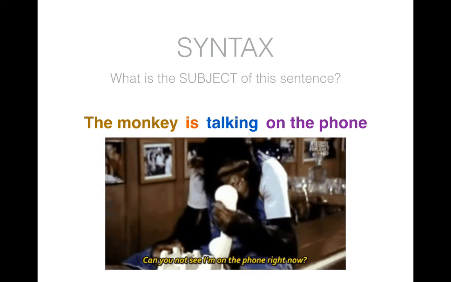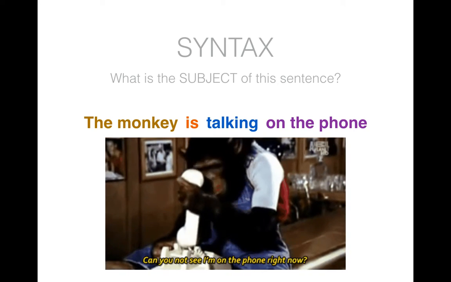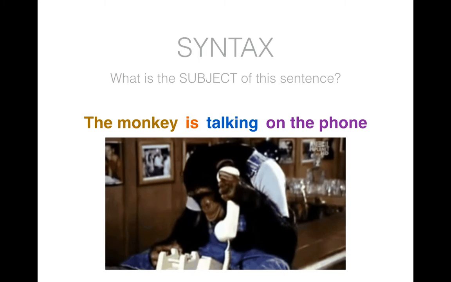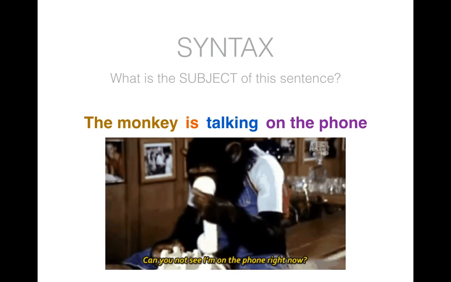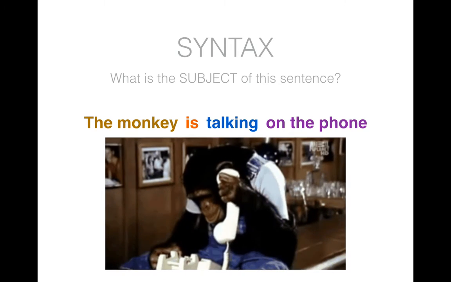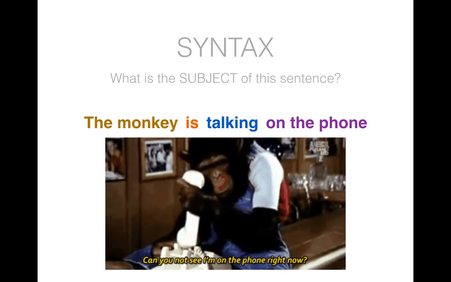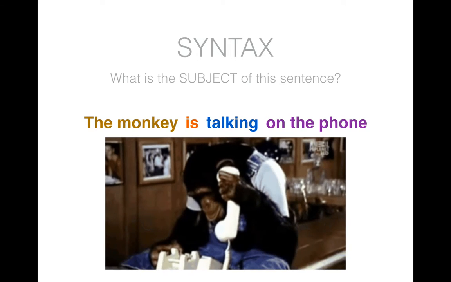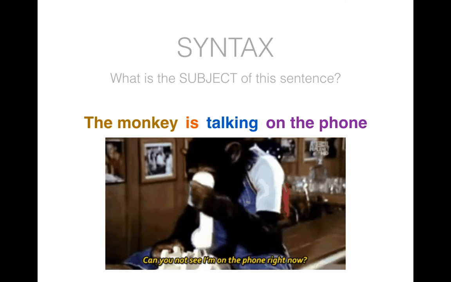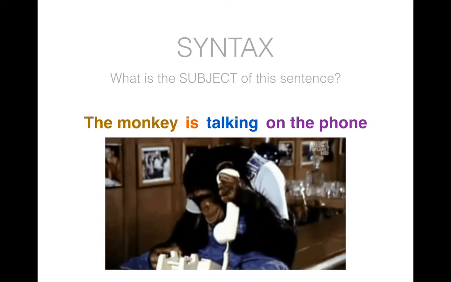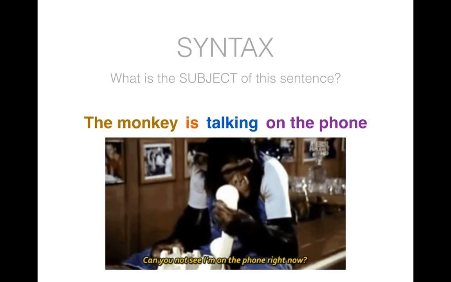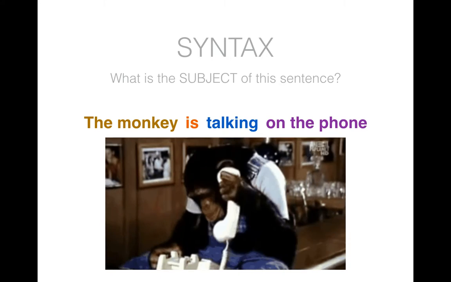Now we will look at a new sentence. The monkey is talking on the phone. Find the parts of this sentence. First, what is the subject of this sentence? Who or what is doing the action? The subject of this sentence is the monkey.